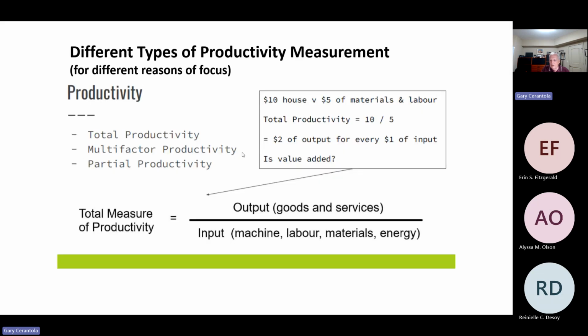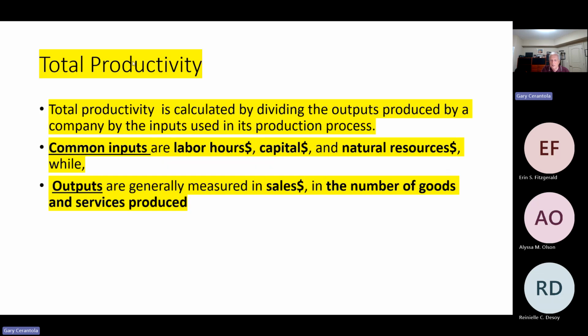Okay. A little more on different types of productivity. We talked about total productivity. That's, what did we do in terms of total measure product? It's all goods and services, all the outputs, right, over the inputs. But sometimes you want to look at multi-factor productivity. And so let me just define total productivity right now. It's calculated by dividing the outputs produced by a company by the inputs used in the production process. The common inputs are labor, capital, natural resources, over the outputs, a number of goods and services.